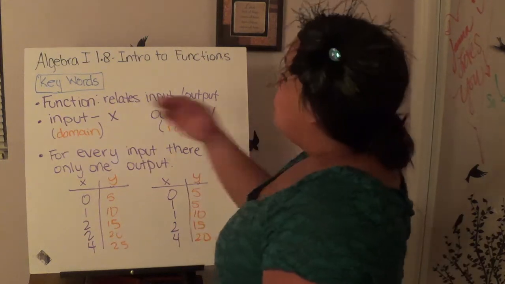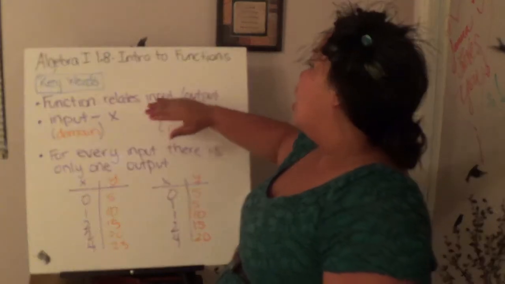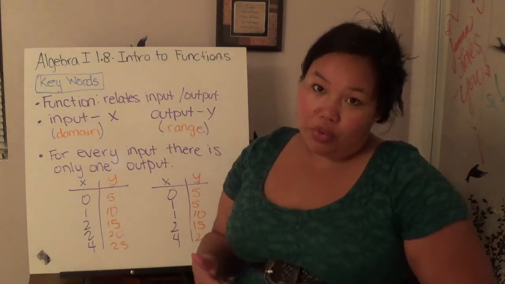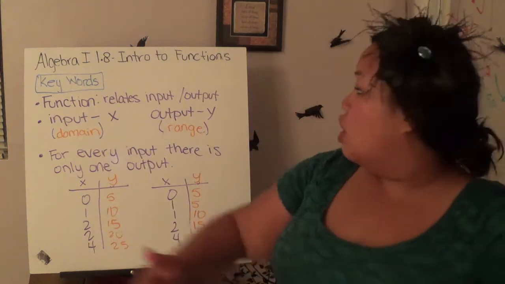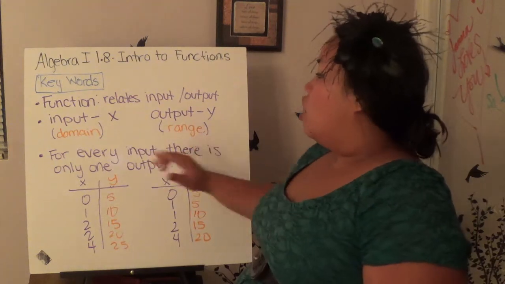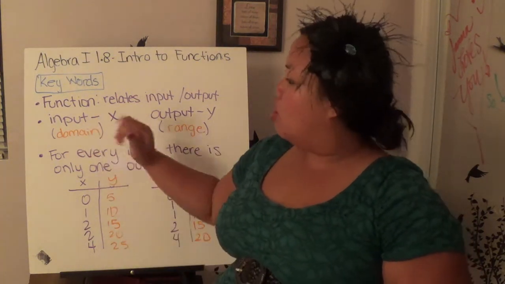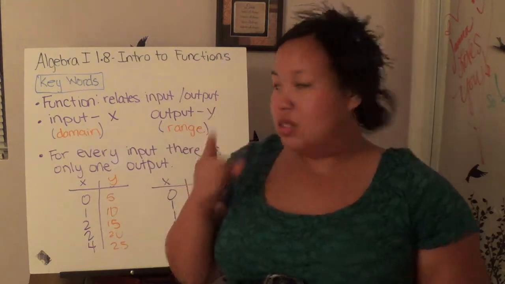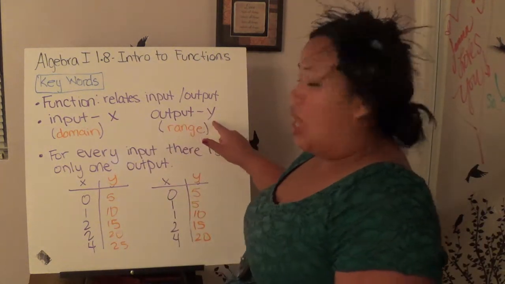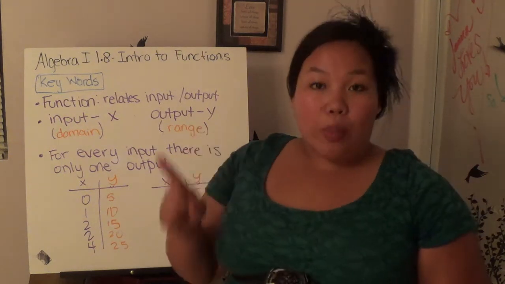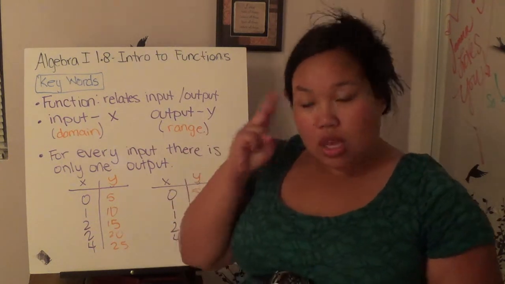So basically what a function is, it relates an input and an output. And you've seen input and output before. It's just another term that they use for your x and your y. Your input is called your x, which is also called domain. So just keep that: you hear input, domain, think x. Your output is your y, and it's also called a range. So your output and range both think y.